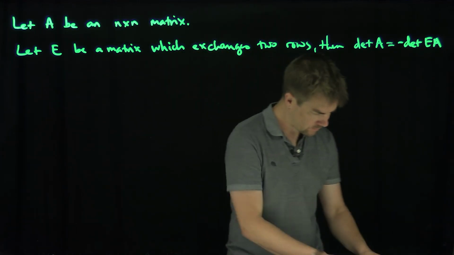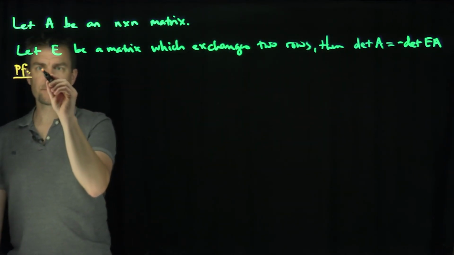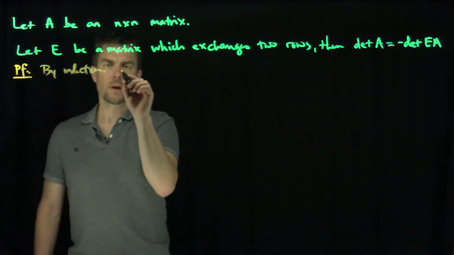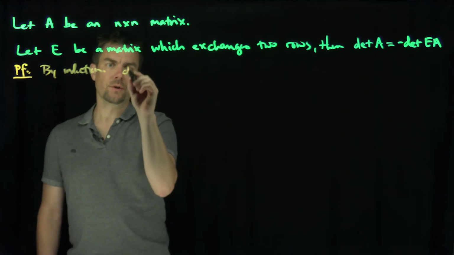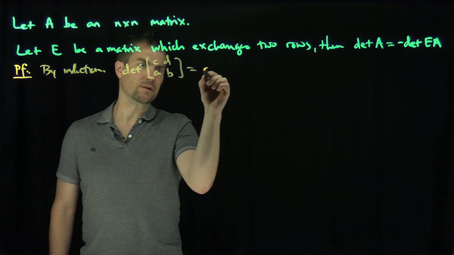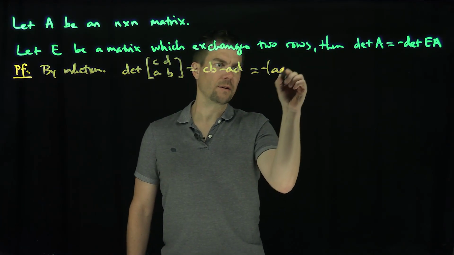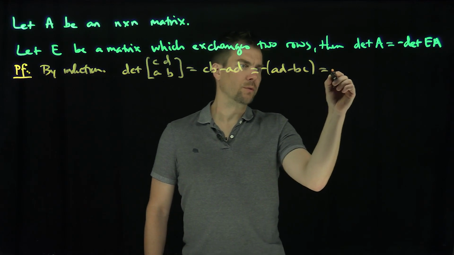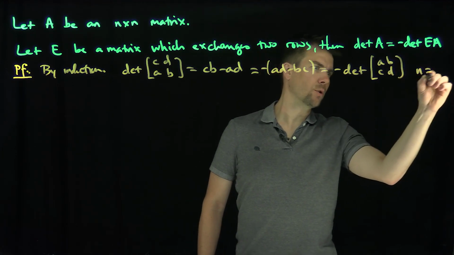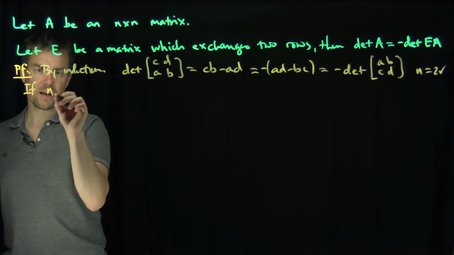So the proof goes as follows. The proof is by induction on n. Let's check the 2 by 2 case. The determinant of the matrix with rows C, D and A, B is CB minus AD, which of course is negative (AD minus BC), which is equal to the negative of the determinant of the matrix with rows A, B and C, D. So it's true if n is equal to 2. Now suppose n is bigger than 2.